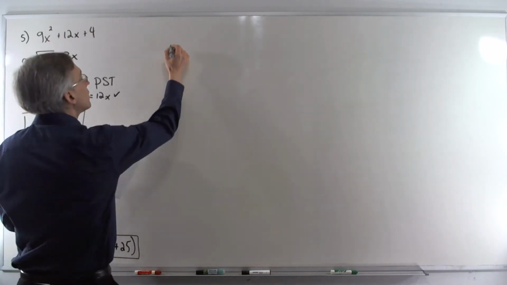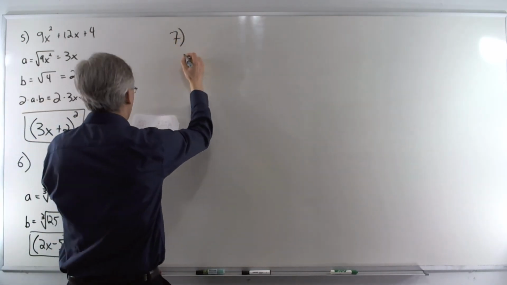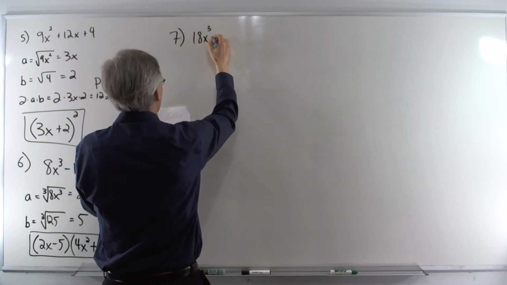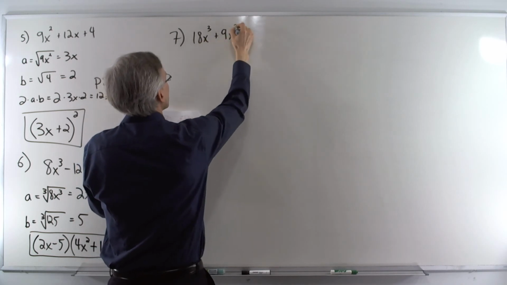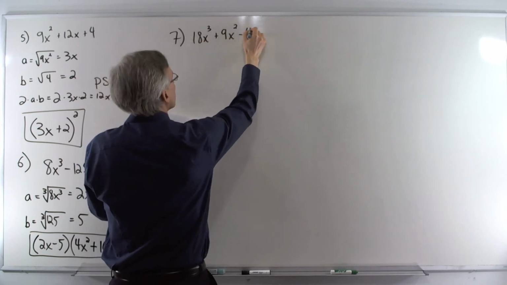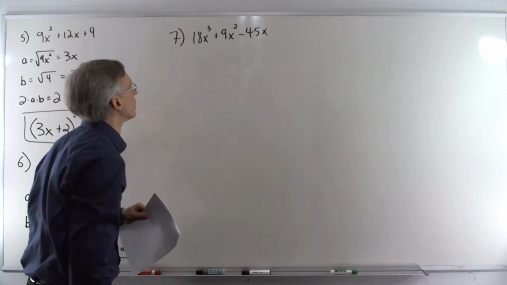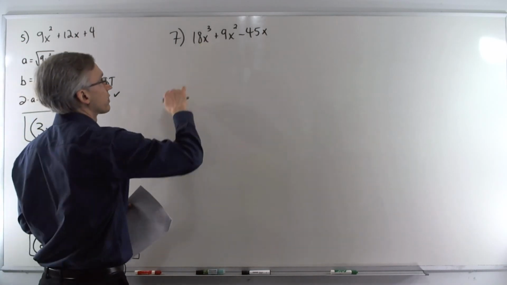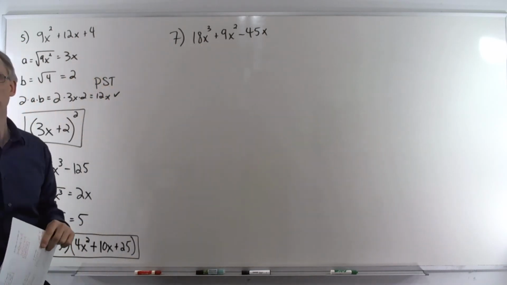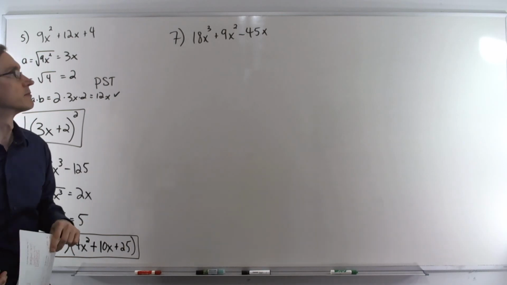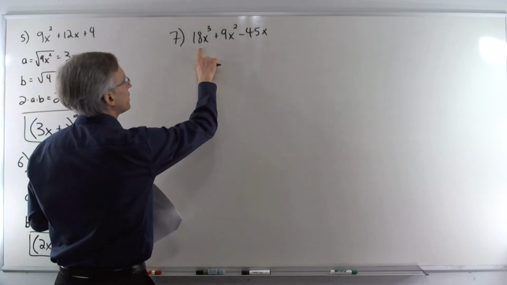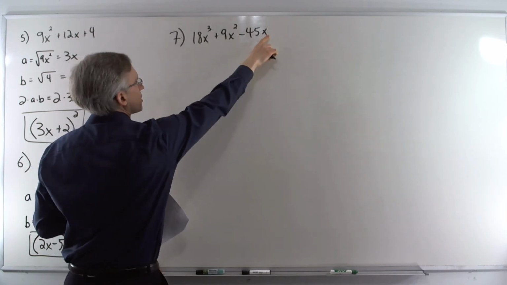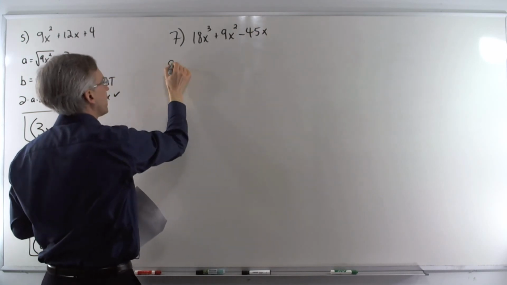Number 7. So with this trinomial, we've got exponents that are bigger than 2. So that's a hint that we need to factor out a GCF first. All of these are divisible by 9, and we have x's in each term. Smallest exponent is a 1. So we want to factor out 9x.